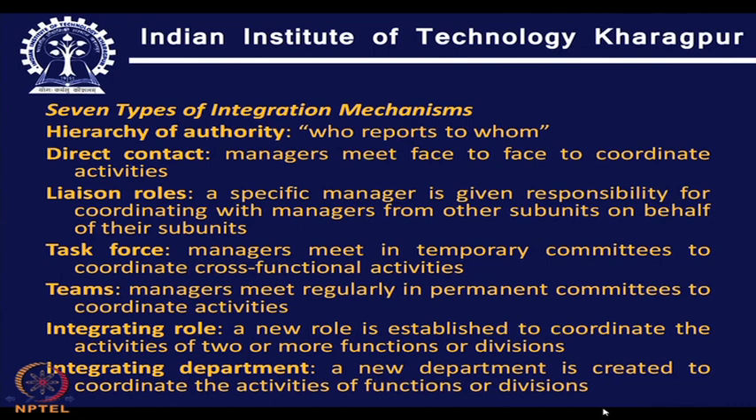The task force is where managers meet in temporary committees to coordinate cross-functional activities. Teams, where managers meet regularly in permanent committees to coordinate activities. Integrating role is a new role established to coordinate activities of two or more functions or departments. Integrating department is a new department that is created to coordinate the activities of the functions or divisions. So, these are the seven types of integration mechanisms.